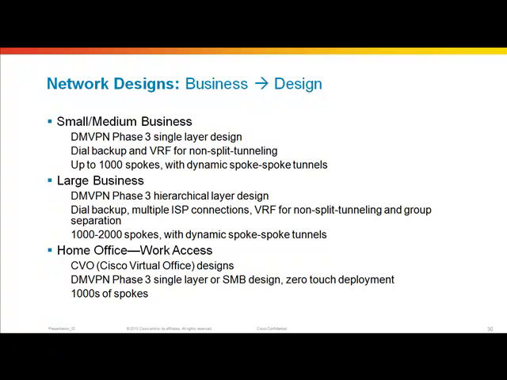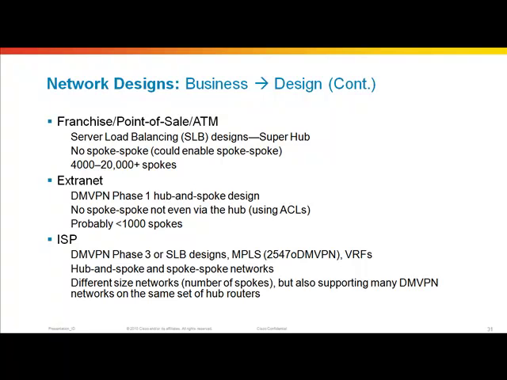Franchise point of sale, like ATMs, again the server load balancing design. An extranet: maybe you want your business partners to be able to come into your network to access some database for them to use, but you don't want them talking to each other. We can set up the DMVPN network so not only is it hub and spoke only, they can only come into you, but we can also make sure that we block any traffic that would go from company 1 through your DMVPN hub out to company 2, so they can't reach each other that way.